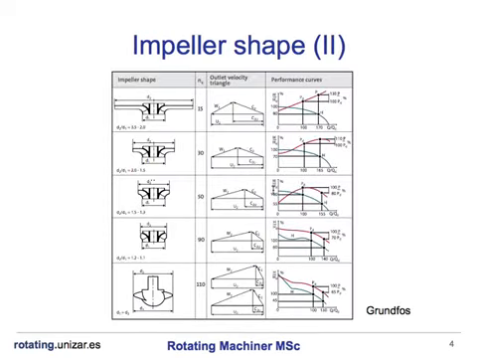In this slide we can see different impeller designs on the left column. We notice each design has a different velocity triangle and thus different performance curves. By just changing one of the geometric values of this impeller, you can alter completely the design of the pump.